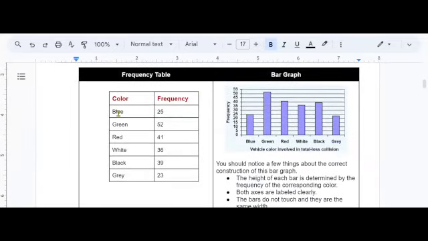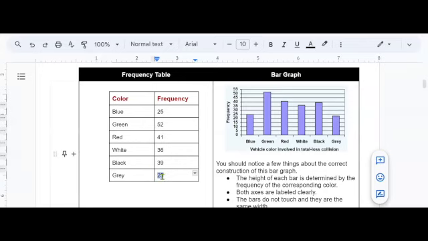The color, frequency. So the color here, different colors. We have blue, green, red, white, black, gray. And the frequencies: for the blue, how many accidents? 25, green 52, red 41, white 36 accidents, black 39, and gray 23.